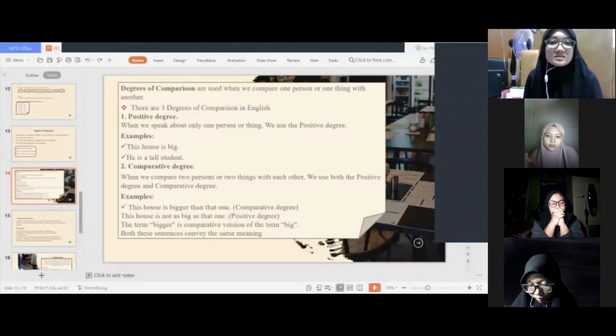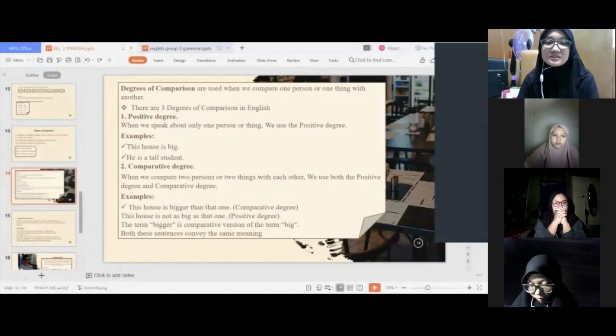Degrees of comparison are used when we compare one person or one thing with another. First, positive degree. When we speak about only one person or thing, we use the positive degree. Examples are, this house is big and he is a tall student.